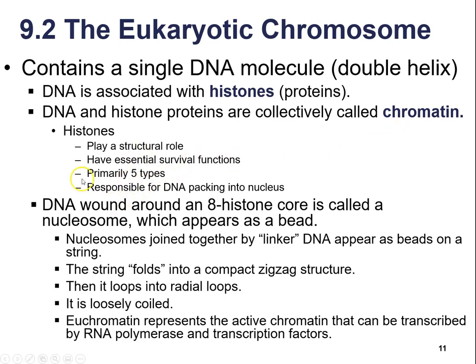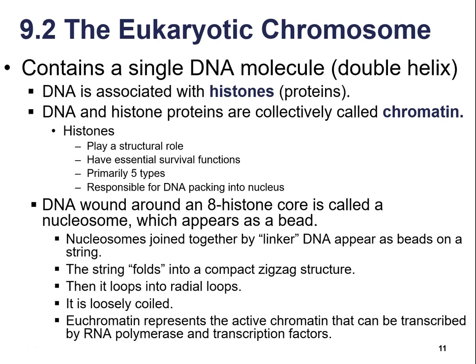So that's this part. They also play a structural role. It says they have essential survival functions, and there are 5 different types. They're also involved in regulating transcription and how much transcription can occur. Remember, transcription is basically the cell making mRNA from DNA, and then that mRNA is going to end up getting translated into proteins. So histones are involved in that as well.